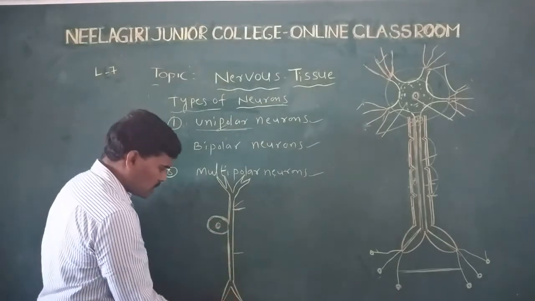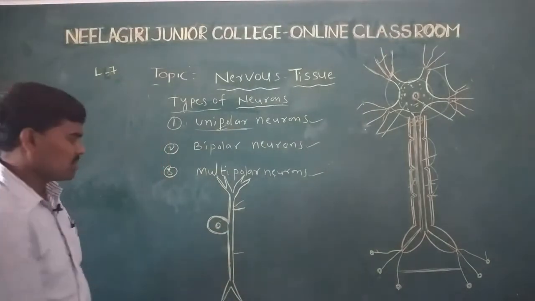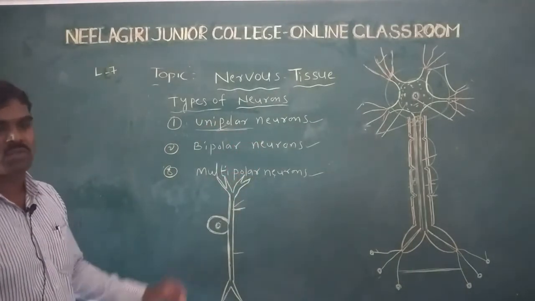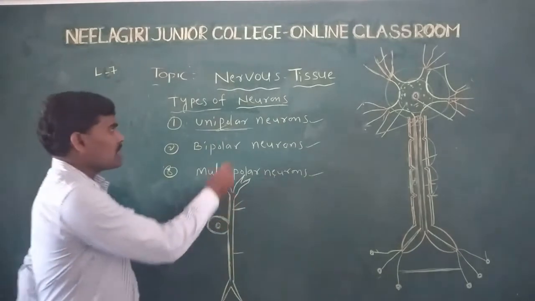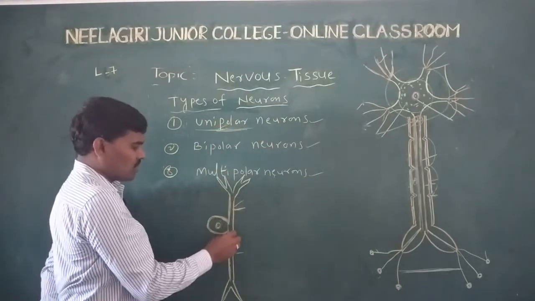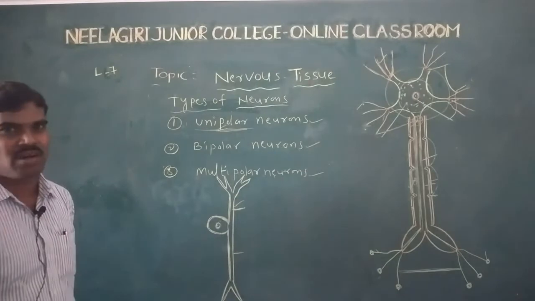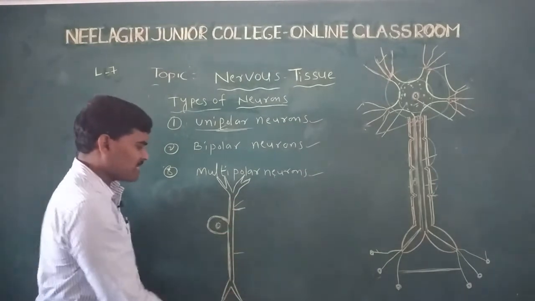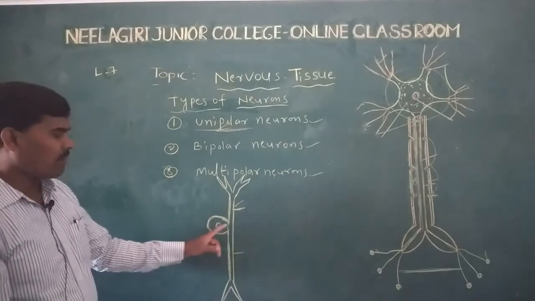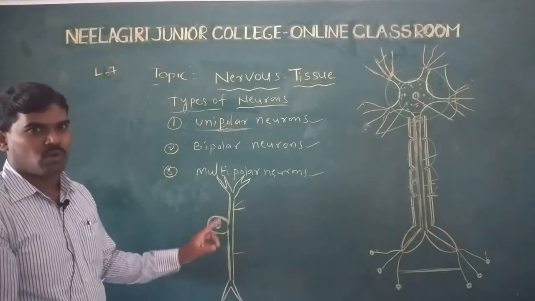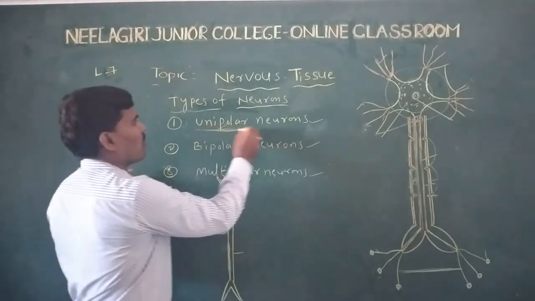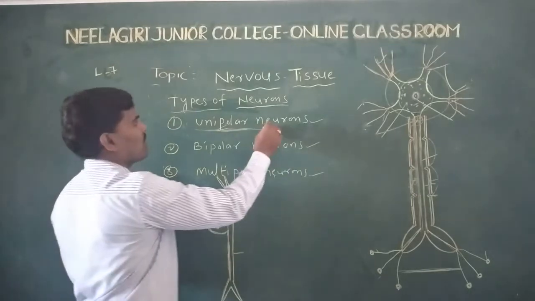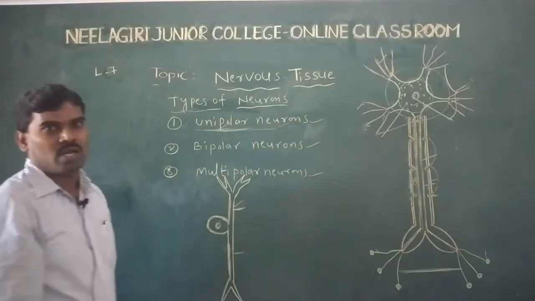So this is found in the root nerves, the dorsal root nerves. This type of nerve is the unipolar neuron. Unipolar or pseudopolar neurons have a single axon arising from the cell body, cyton, or soma. Is that clear?